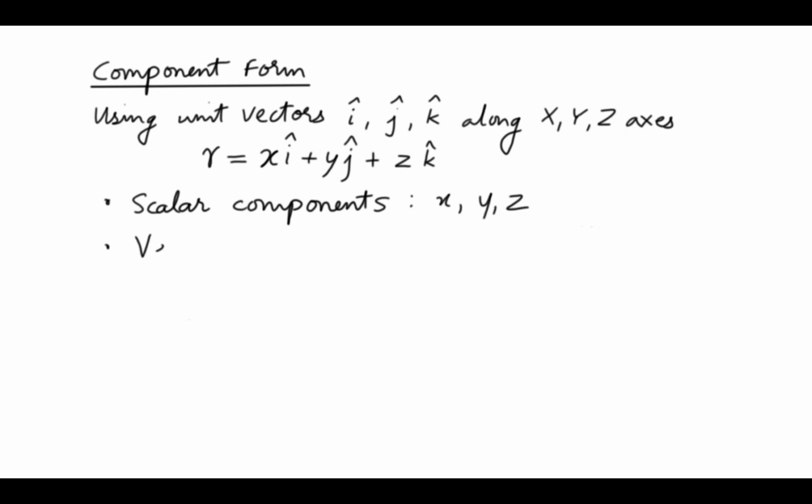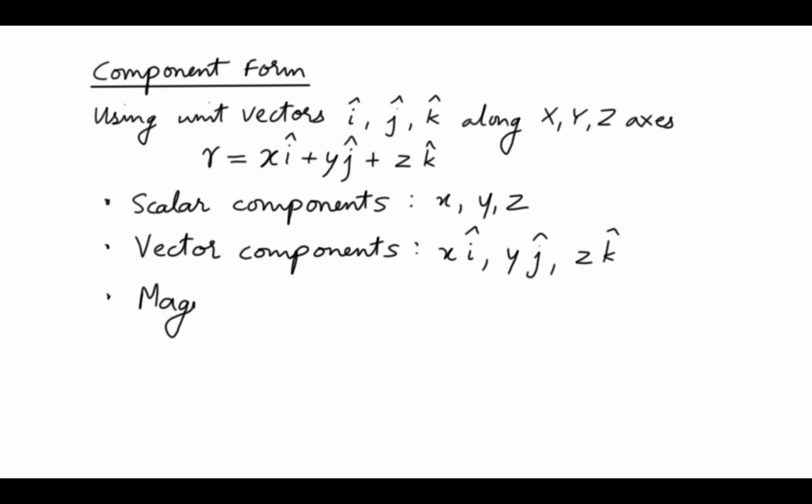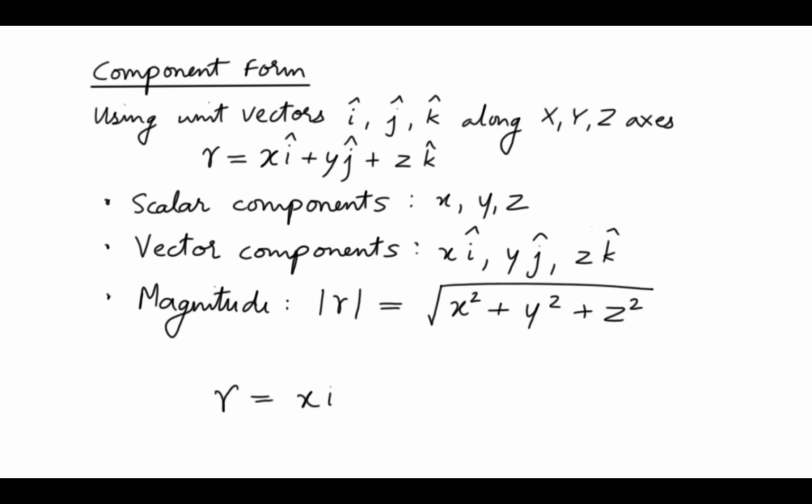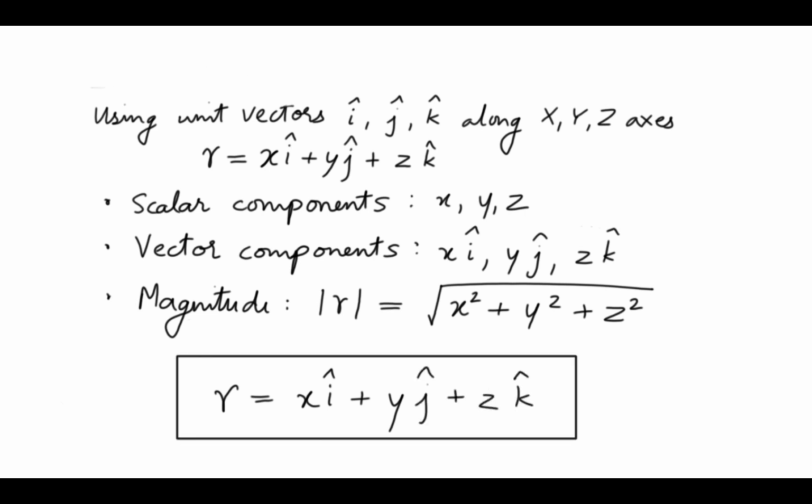So x, y, z are the scalar components, and the vector components are x i cap, y j cap, z k cap. And the magnitude can be calculated using the distance formula: mod of r, or magnitude of r, is under root x square plus y square plus z square. So that is the component form.